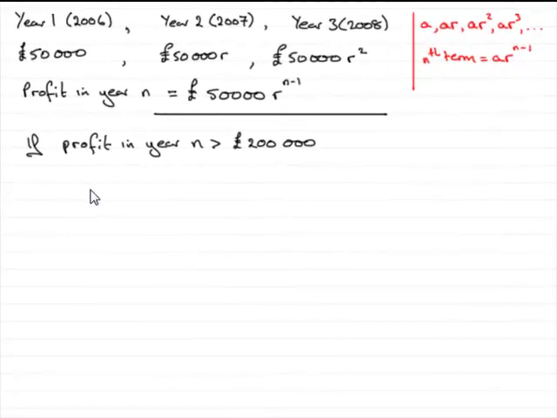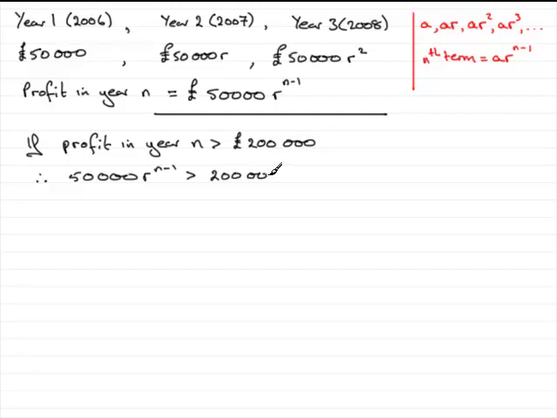Now, we're told that if the profit in year N is greater than £200,000, we've got to get this inequality then for N. Well, we found out in the first part that the profit in year N was 50,000 r to the power n minus 1. So all we've got to do is simply write that therefore 50,000 r to the power n minus 1 must be greater than the 200,000 here. So just pop that in.